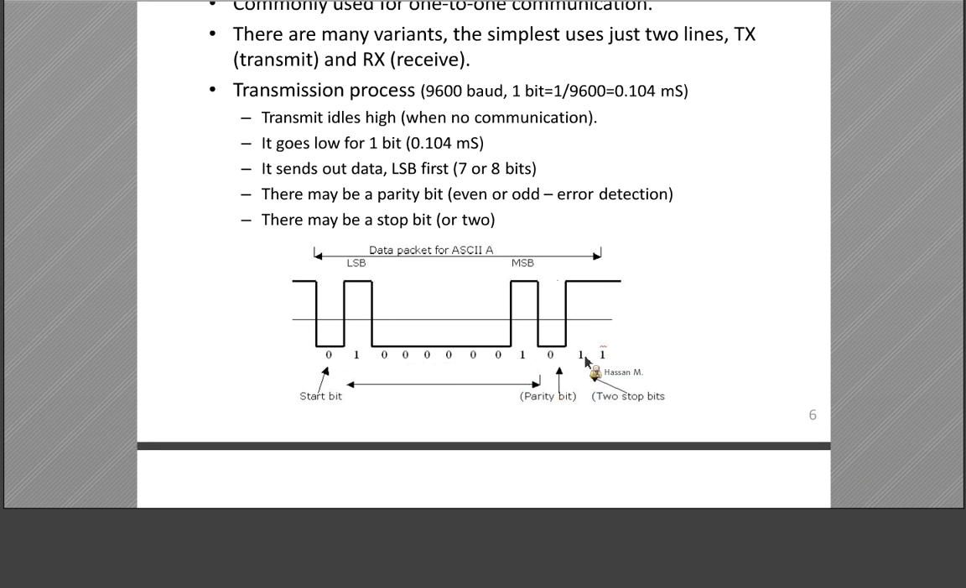And after the parity, we have 1 or 2 bits as a stop bit, 1 or 2 as a configuration. Here is 2 bits of logic 1 as 2 stop bits. After these 2 bits, maybe the line stays idle at 1, or after some time it goes to 0 for another packet. That's right.